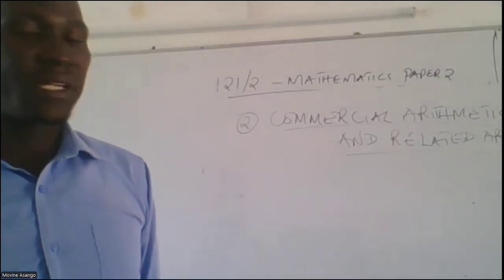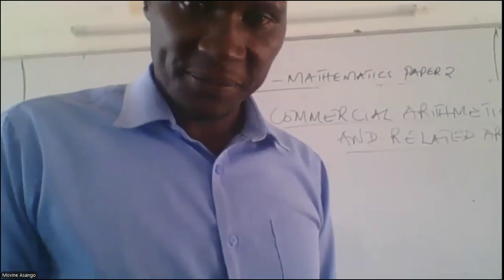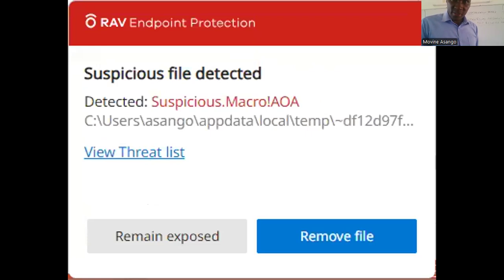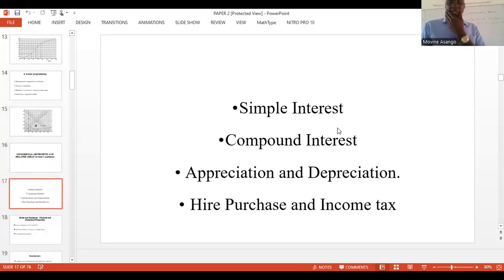When we talk about commercial arithmetic and related areas, I'm expecting you to know these facts here. You can look at your screen. We have simple interest, compound interest, appreciation and depreciation, and then we have hire purchase and income tax. A good student will know that that is all about commercial arithmetic 2 that we'll need to do. Commercial arithmetic 2 is in Form 3, and therefore I want to believe Form 3s and 4s that are here have known that. The simple interest formula, please remember that formula. The formula for simple interest, you know how it looks like.